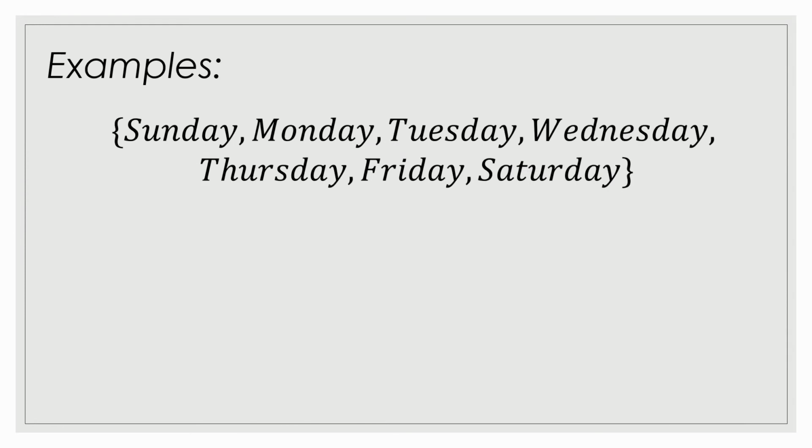Another example of finite sequence is this: Sunday, Monday, Tuesday, Wednesday, Thursday, Friday, and Saturday. So we know that these are the days in a week, and we have 7 days in a week. So therefore, there are definite number of days. So this is a finite sequence.